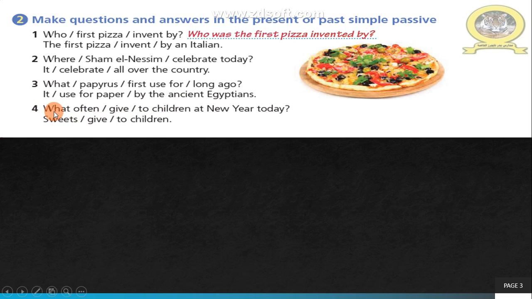Number 4, "What often give to children at New Year today?" "Sweets give to children." Could you make it? Okay, let's have a look at the answers.